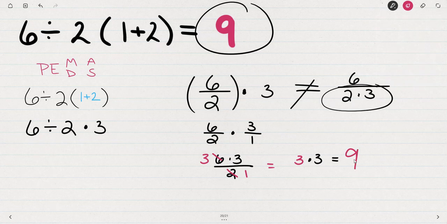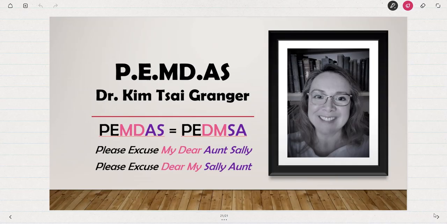So let me assure you, 6 divided by 2 times the quantity of 1 plus 2 is always 9, even back in 1892 and before. Printed in an arithmetic book, this problem would always still come back to 9. Well, I hope this has helped a little bit and maybe cleared up what misconception you had, and what a fun problem.